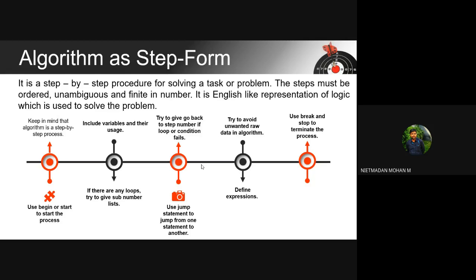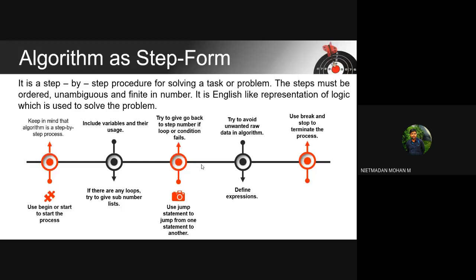And these are the keywords that we want to follow in the step form. Keep in mind that an algorithm is a step-by-step process. Use begin or start to start the process, which we discussed in the previous classes, and include variables and their usages, which we will discuss in the upcoming class. When we go to the program part, we will discuss this, and I will give you an example.